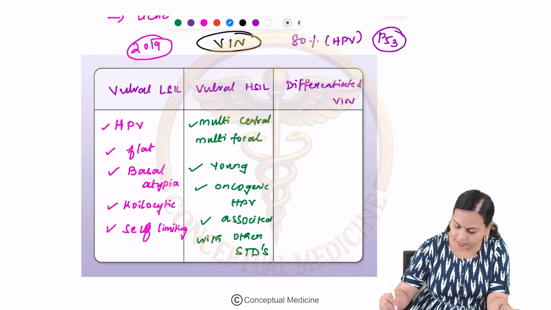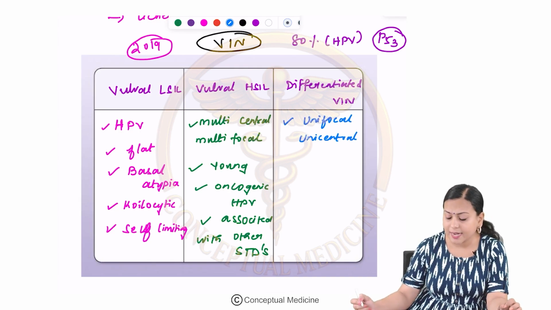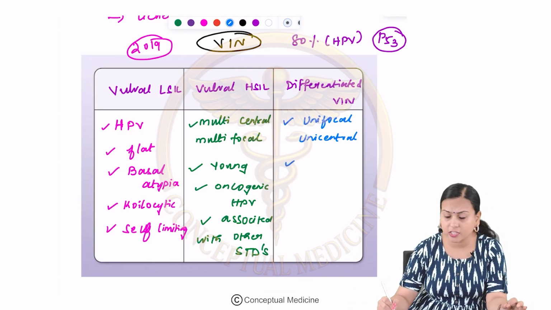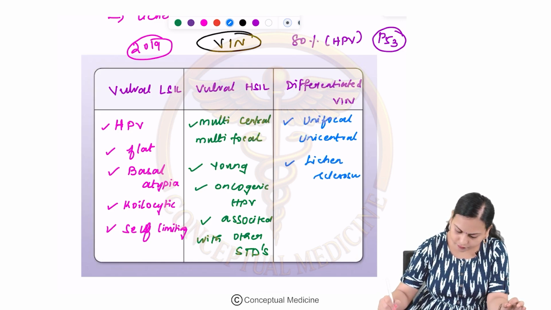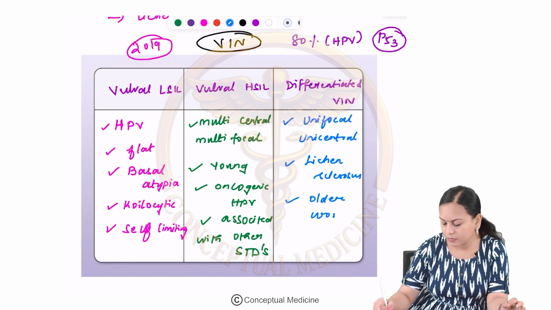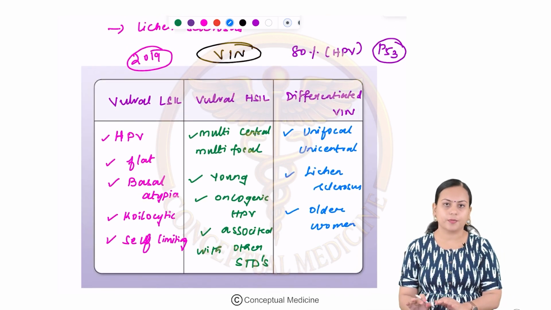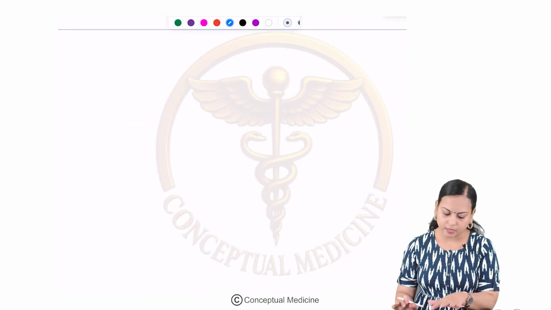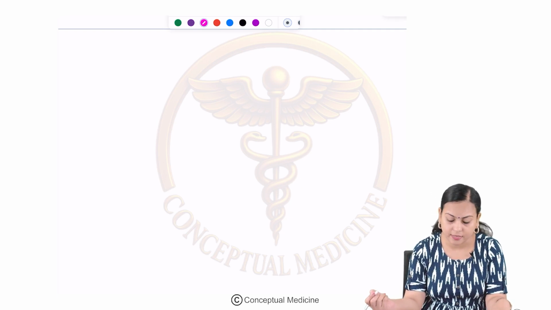Next is differentiated vulvar intraepithelial lesion. Differentiated vulvar intraepithelial lesions will have unifocal or unicentric lesions. This is associated with dermatologic changes like lichen sclerosus, and it is associated mostly with older women. So these are the three types of vulvar intraepithelial neoplasia. Right? Okay. Now, let us see how vulvar intraepithelial neoplasia will present to you.